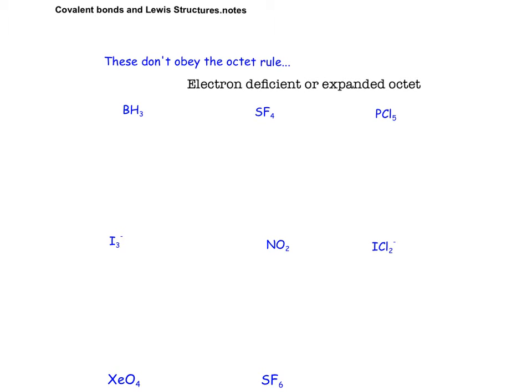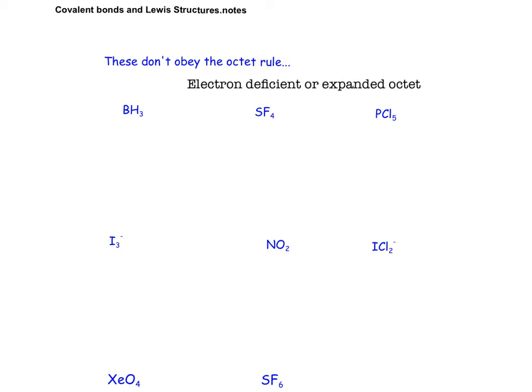So far, everything we've looked at obeys the octet rule. Hydrogen has a pair of electrons and everything else will end up with 8 when it's finished bonding. But the octet rule is a rule that we made up to make life easier for us. Not every covalent molecule will obey the octet rule. And so here are a few that don't.